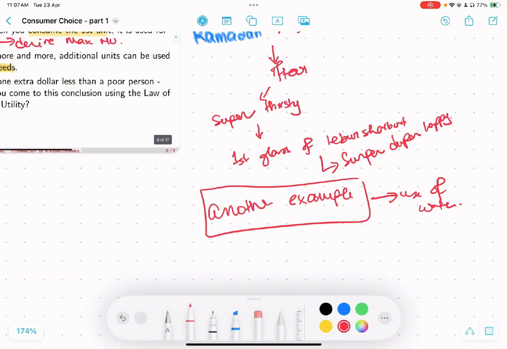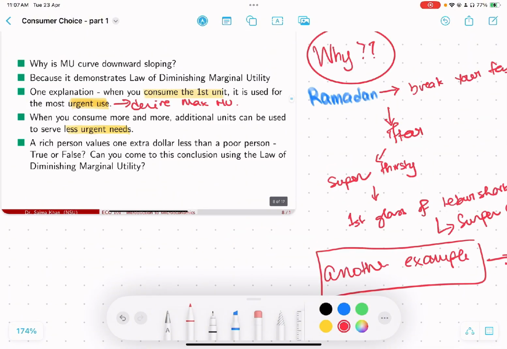So this is the idea that when you're consuming that first unit of water, you're using it for that most urgent use, which is cooking and quenching your thirst. As you have more and more water and you're using it for less urgent uses, the marginal utility actually goes down because you're using that water to satisfy less urgent needs. So that's an explanation for why the law of diminishing marginal utility holds. With that, we can conclude our discussion of the law of diminishing marginal utility.